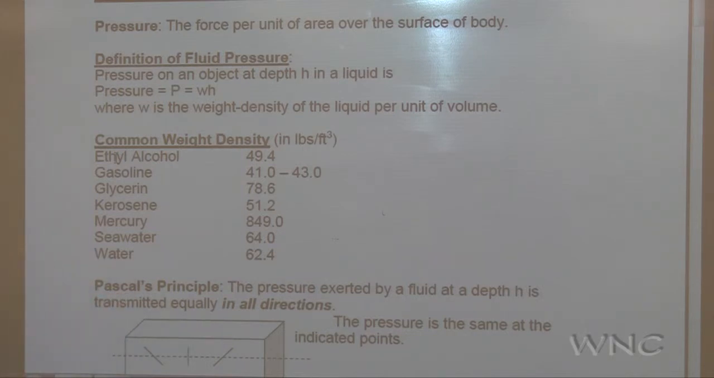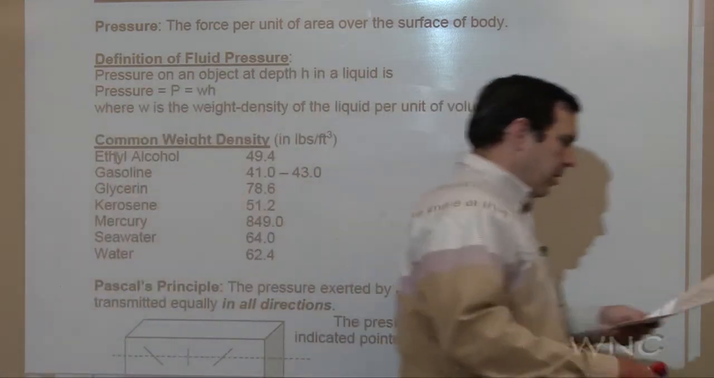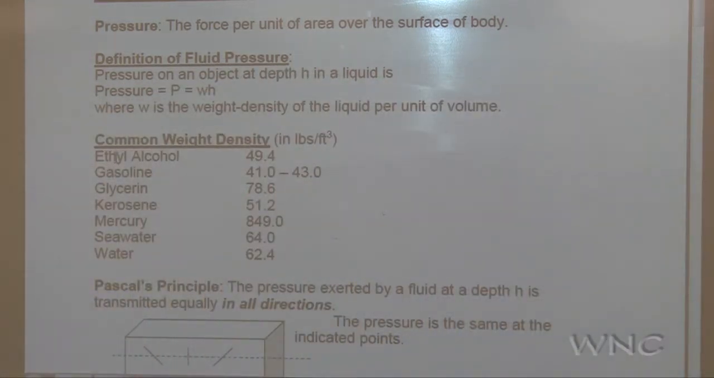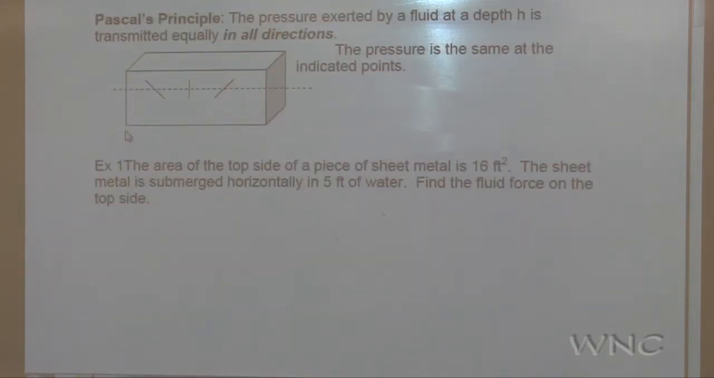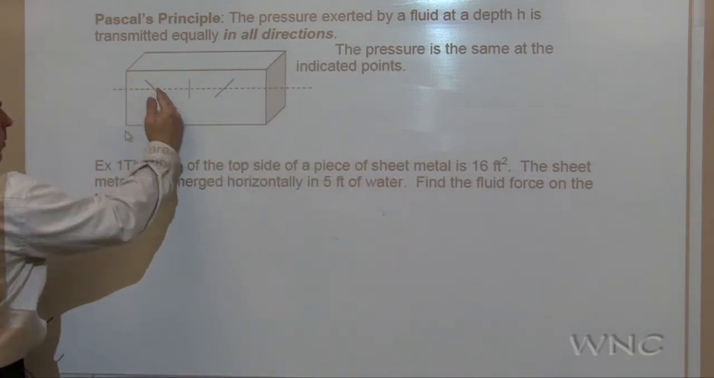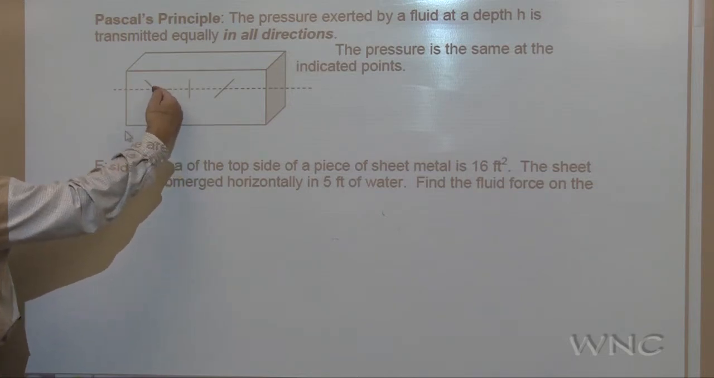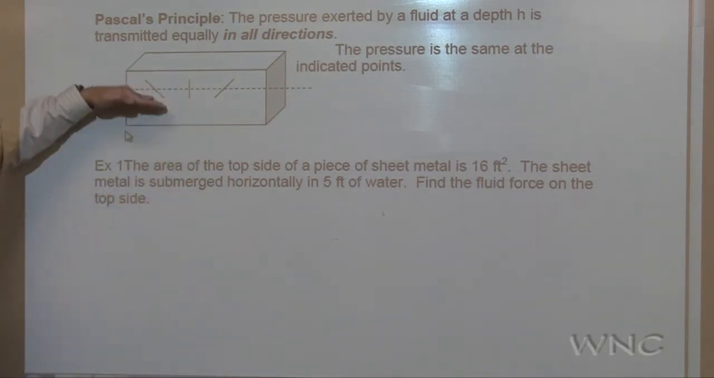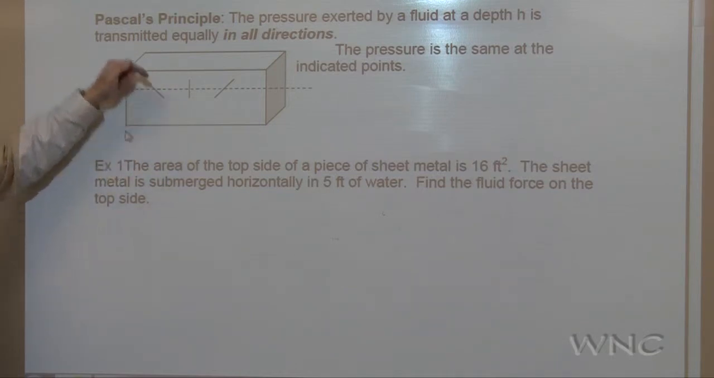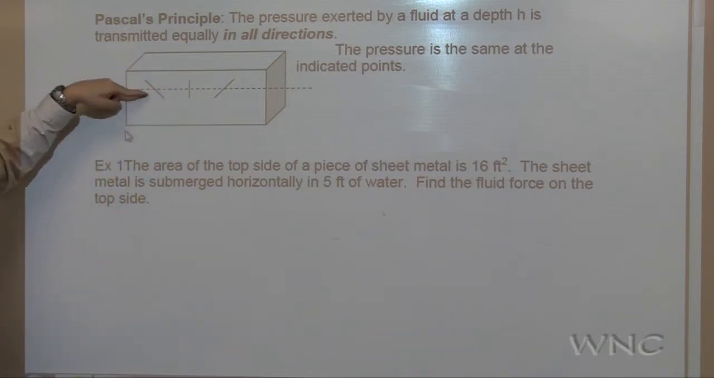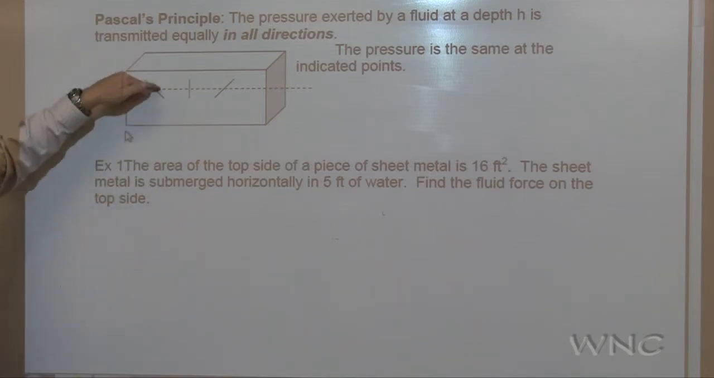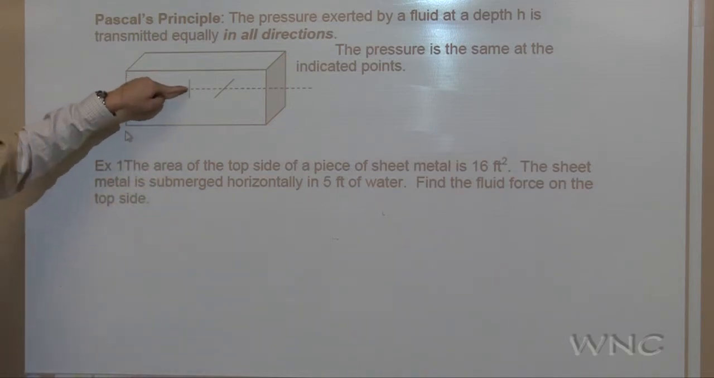Pascal's principle: the pressure exerted by a fluid at a depth h, let me get this diagram up here, is transmitted equally in all directions. It's kind of a hard concept to wrap our minds around, that you've got a plate in the water and the pressure coming this direction is the same as the pressure going that direction, same as the pressure going this way. But think of it like this. Once you're in the water at this depth, you have water pushing up on you, pushing down on you, and pushing sideways. You're getting pressure from both sides. So the pressure is the same at the indicated points. The same here, here, here.